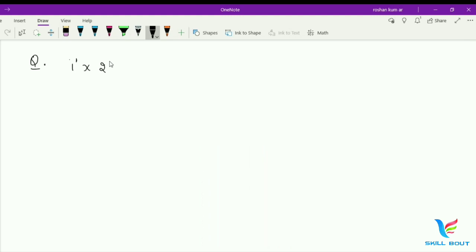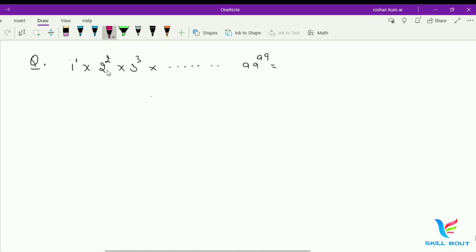1 raised to power 1, into 2 raised to power 2, into 3 raised to power 3, into dot dot dot, up to 99 raised to power 99. Find the number of trailing zeros. That's the question. Again, same thing.